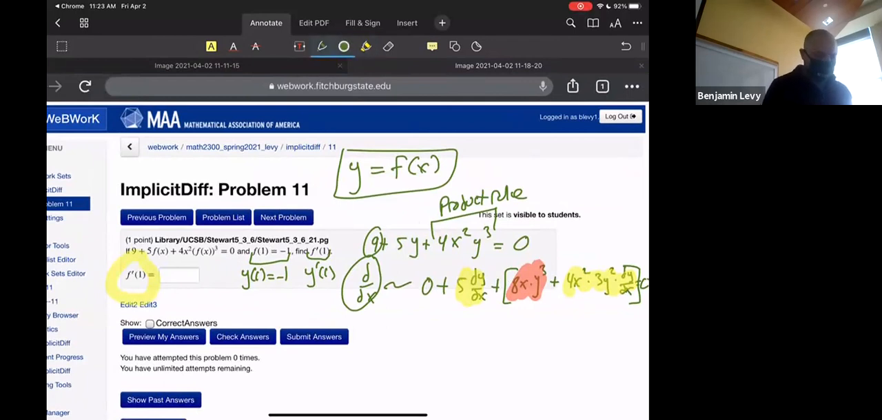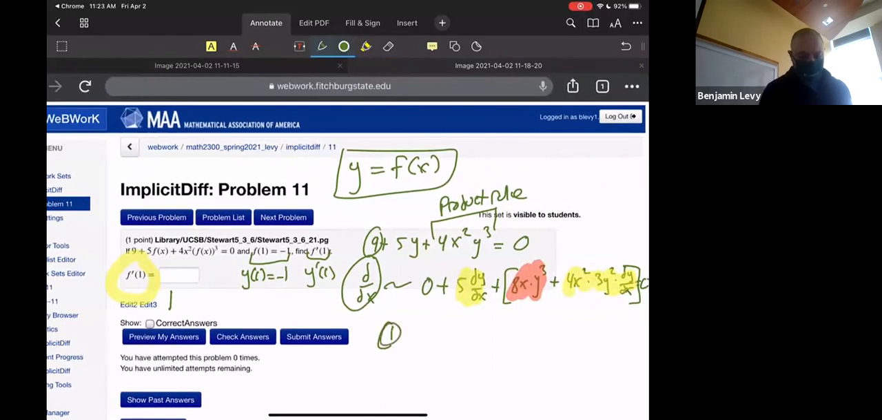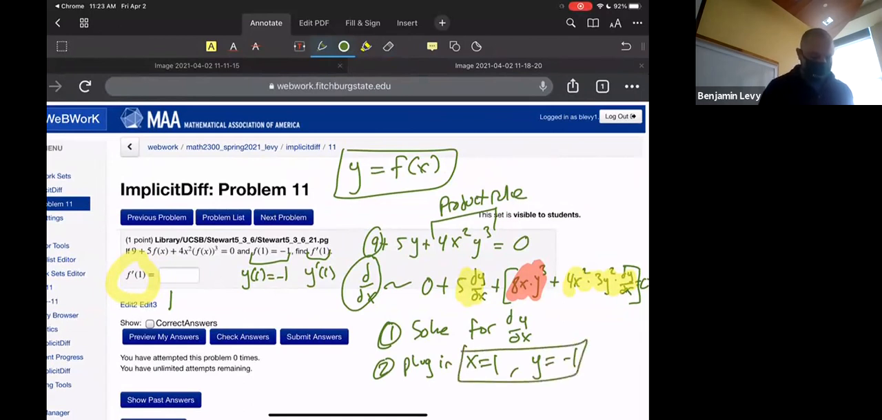So the steps are number 1, just like the other ones, solve for dy dx. 2, you plug in x equals 1. And this is telling us when x is 1, y is -1. And that's what this piece is telling us right here.